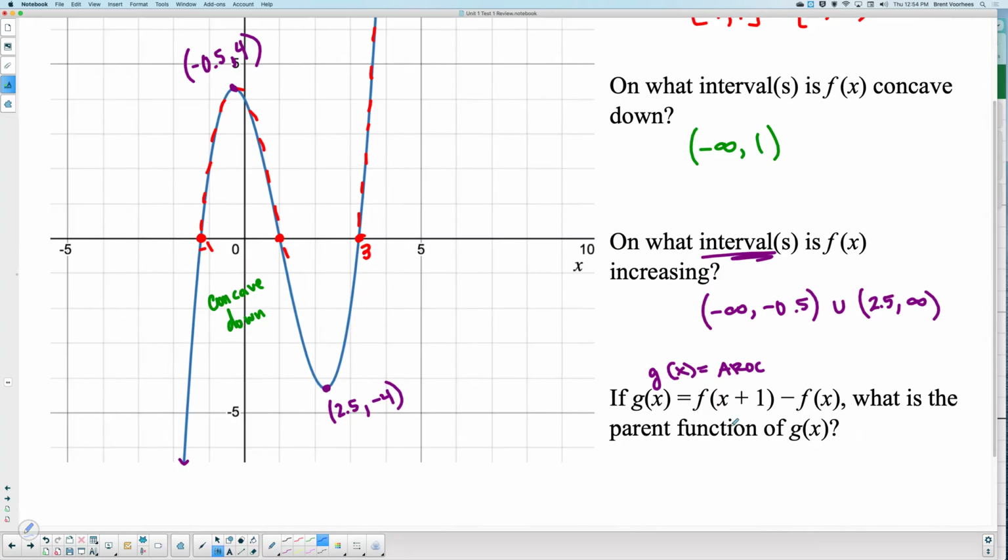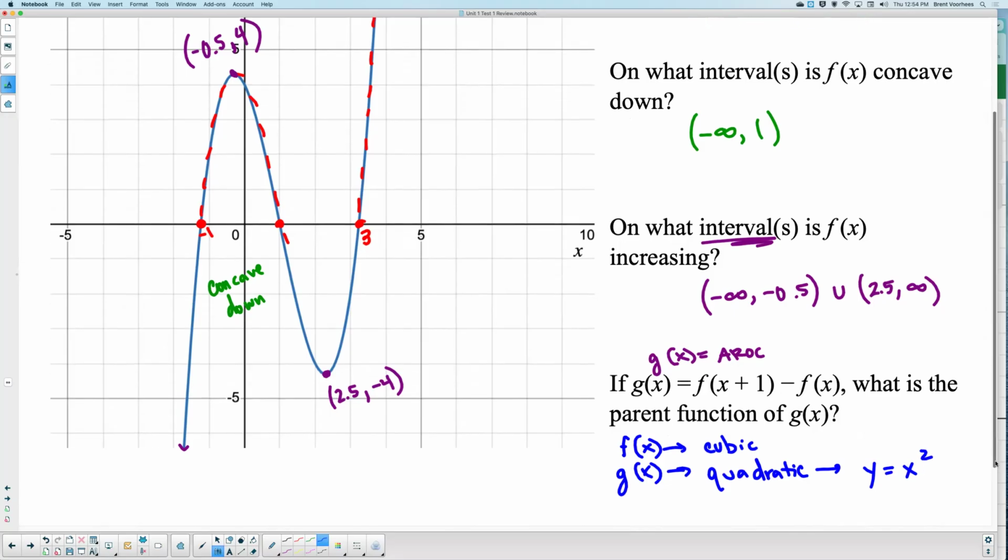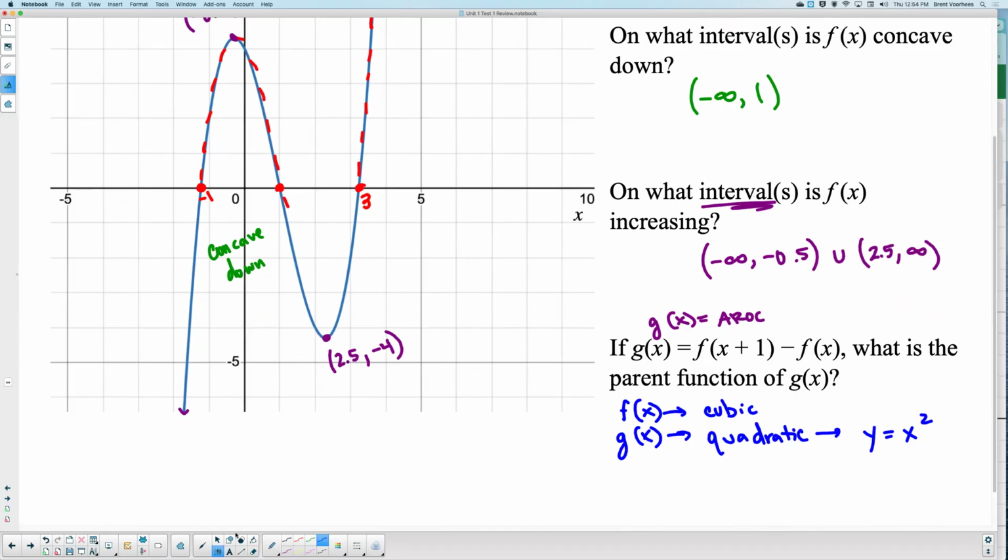If f of x is cubic, and g of x is its derivative, what does that mean g of x is? Quadratic. And therefore, the parent function would be y equals x squared. That's the most basic. Parent function means the most basic. It would be x squared. I'm missing some words in there. It should say, if all the zeros of f are shown, and g of x equals this, what is the parent function? And that would be it.